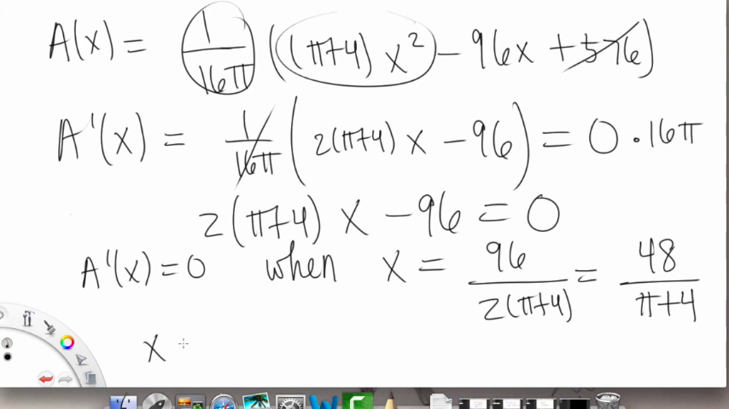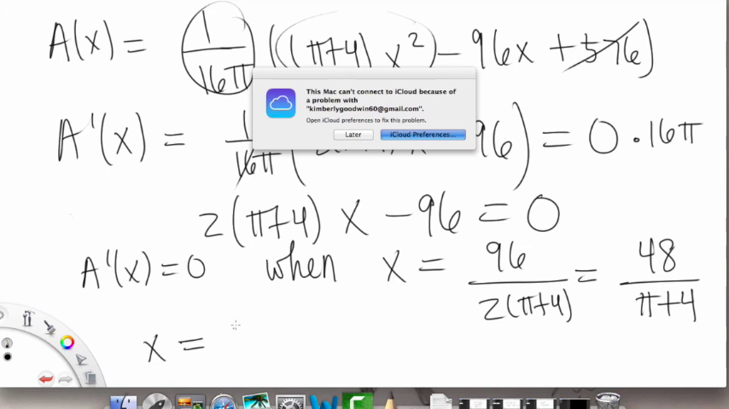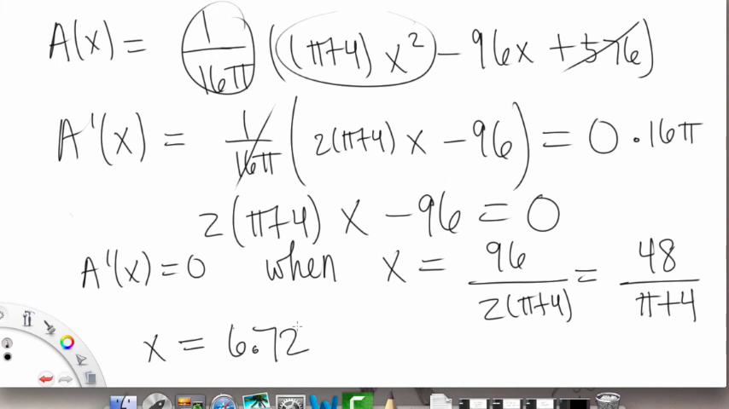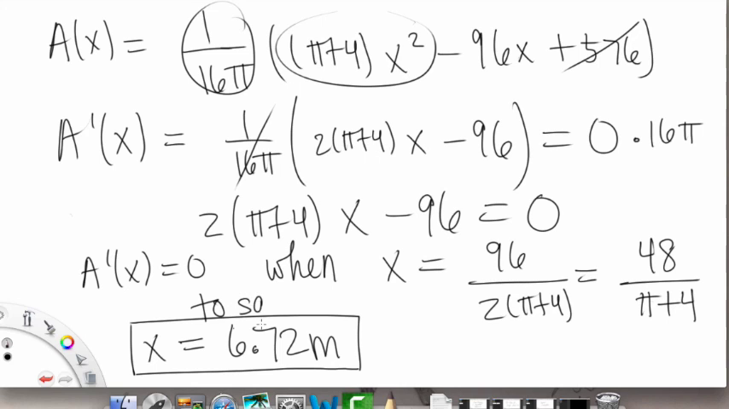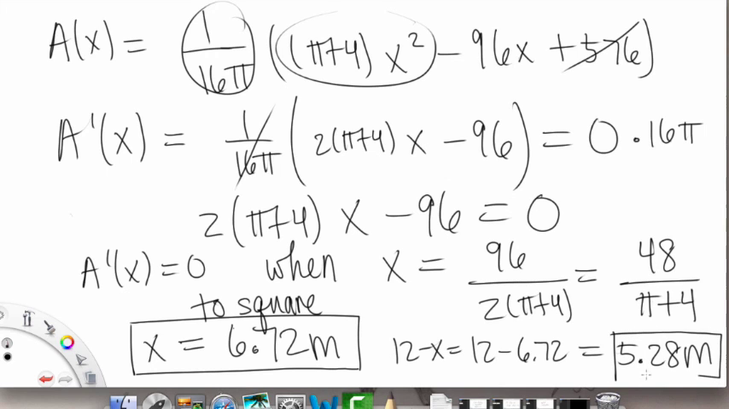So x is about equal to 6.72 meters. Remember, x was how much of the original 12 meter length wire went to the square. Whatever was left over was 12 minus x, so that's 12 minus 6.72, which is equal to 5.28 meters. That's how much should go to the circle.